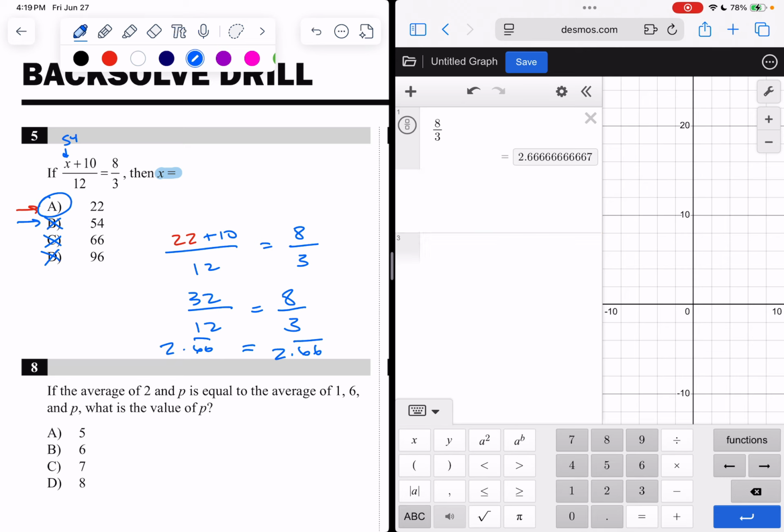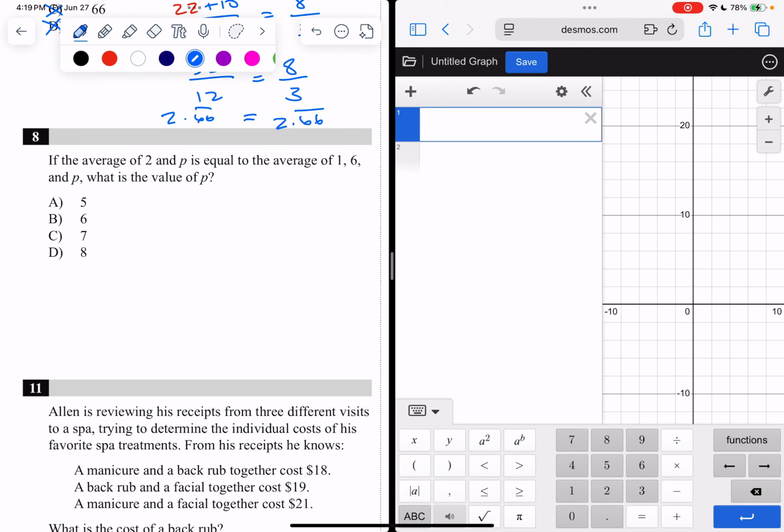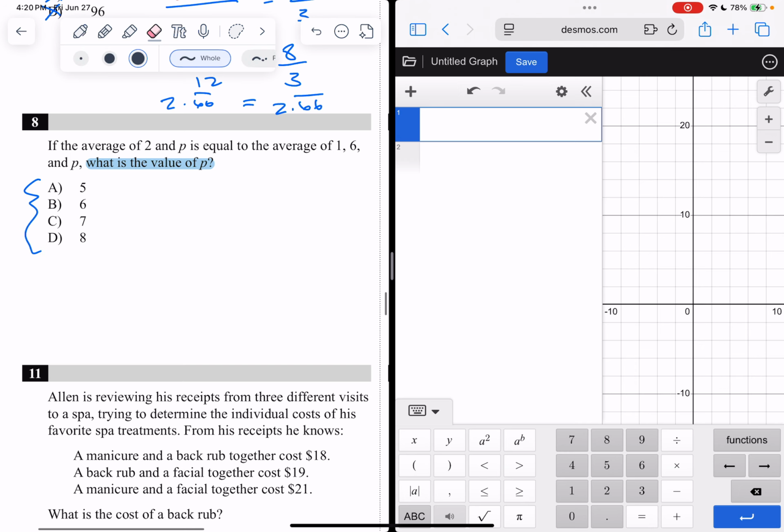All right, let's see our next problem. The next problem says, if the average of 2 and p is equal to the average of 1 and 6 and p, what is the value of p? So we're looking for the value of p, which means p could either be 5 or 6 or 7 or 8, as the answer choices say. So let's try it out.